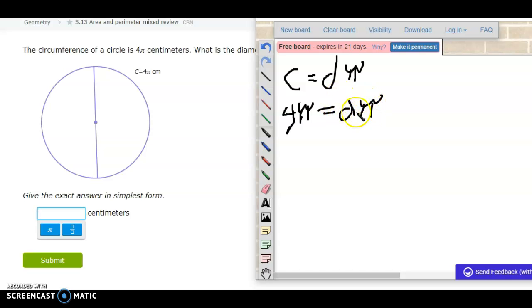So I'm going to focus in on this side over here because that's where my diameter is. What's happening to my diameter right now is it's being multiplied by pi. So to get that by itself, you need to do the opposite of multiply by pi and divide by pi. So on both sides, the pi cancels out. So you have 4 equals your diameter.